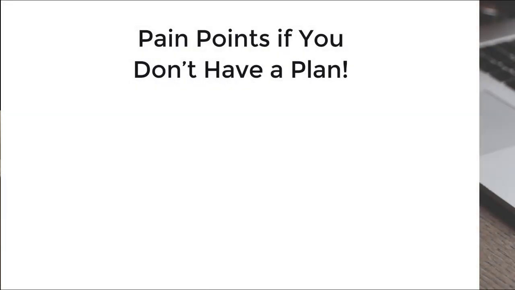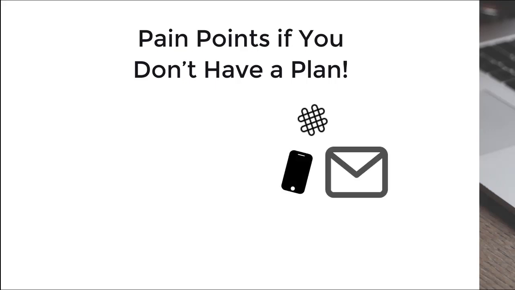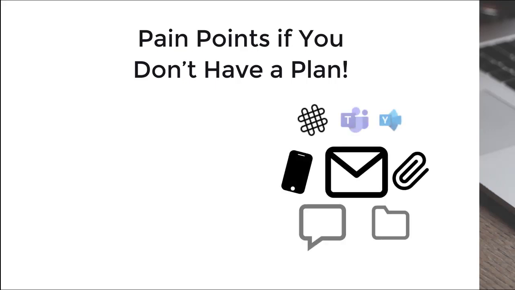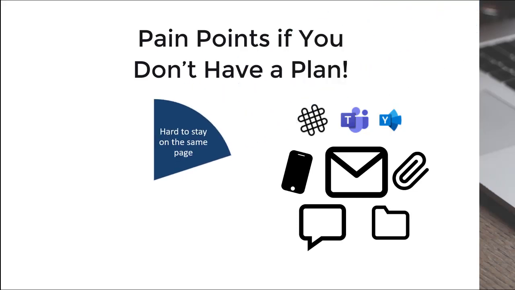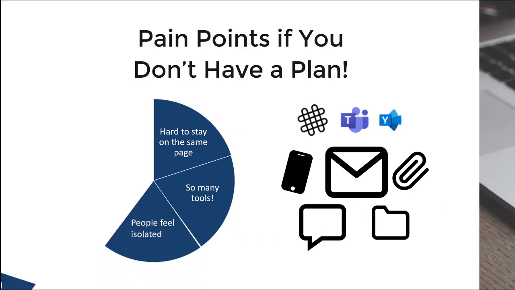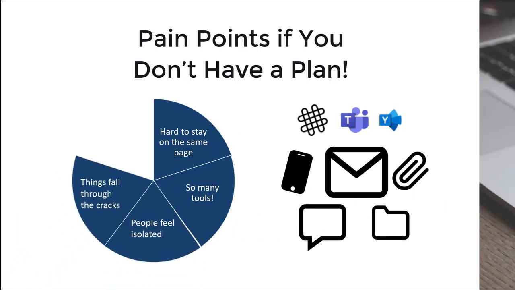So if you don't have a communications plan, there's going to be a lot of chaos. You're going to get everyone using a different technology to communicate, whether it's Slack, Teams, emails, attachments, texting, chatting, storing things in folders that people can't find. It becomes chaos. And we end up with these challenges. People find it really difficult to stay on the same page. Everyone's using a different tool. People start feeling isolated and confused, can't find that attachment or resource, and the stress builds up. And we don't want any of that.